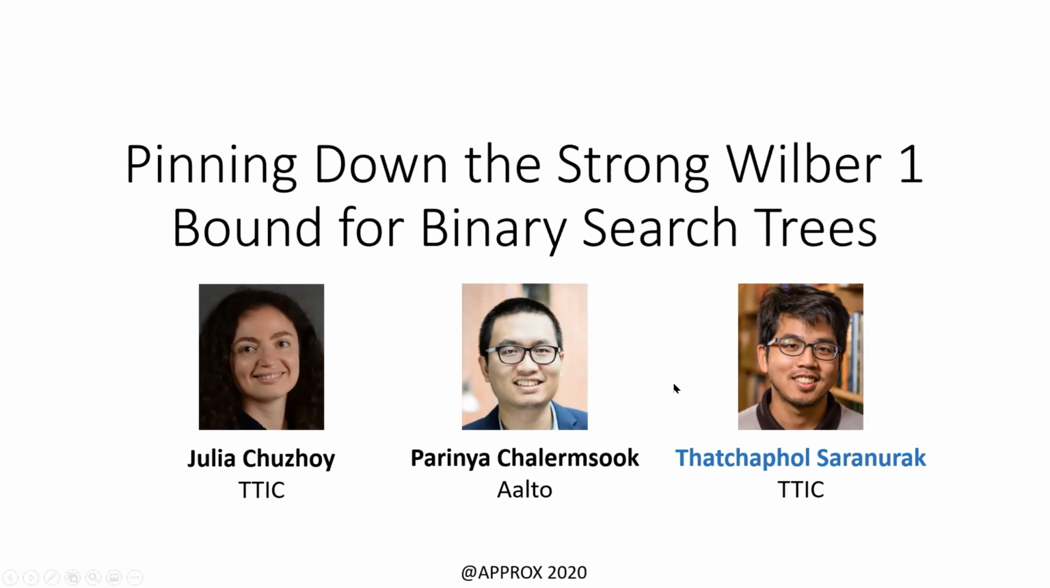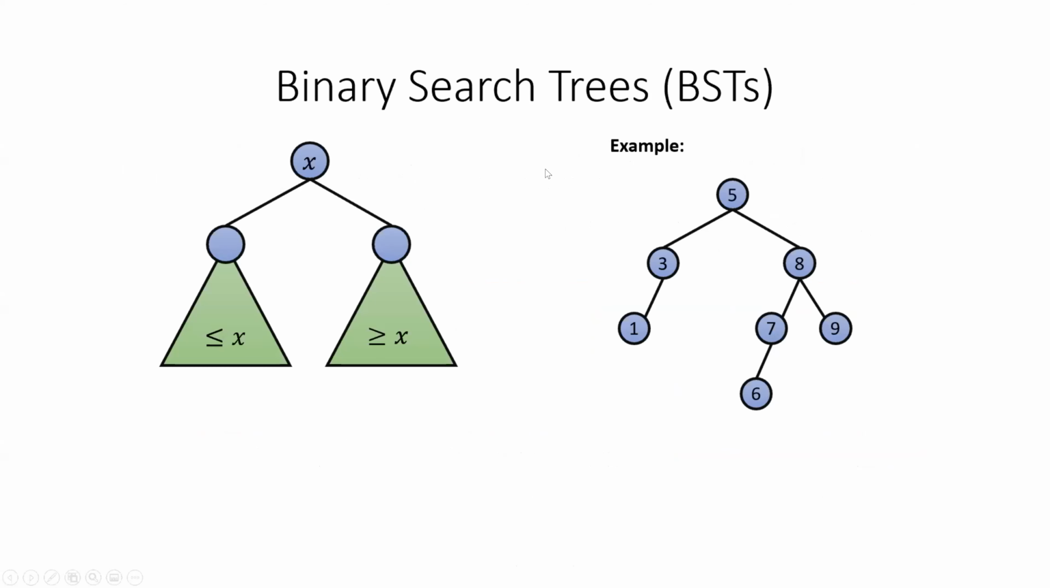And yes, this talk is about binary search trees. It's a binary tree such that every node in the left subtree has its key at most the root, and every node in the right subtree has its key at least the root. So this is one example.